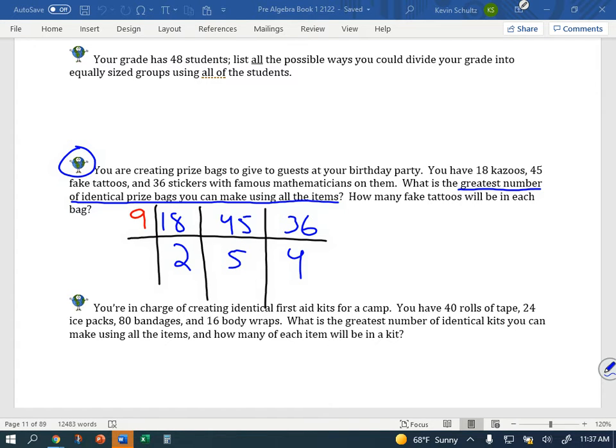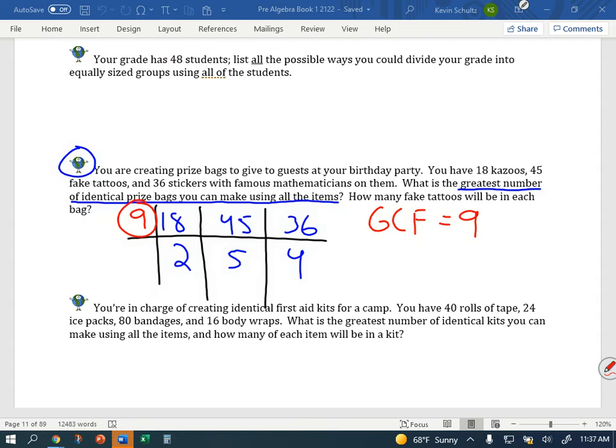Do I need to go any further? No, there's no number that goes into 2, 5, and 4 evenly. So it turns out that the greatest common factor is 9. Okay? Is that the answer to the question? No, it's not. The question is, how many fake tattoos will be in each bag?